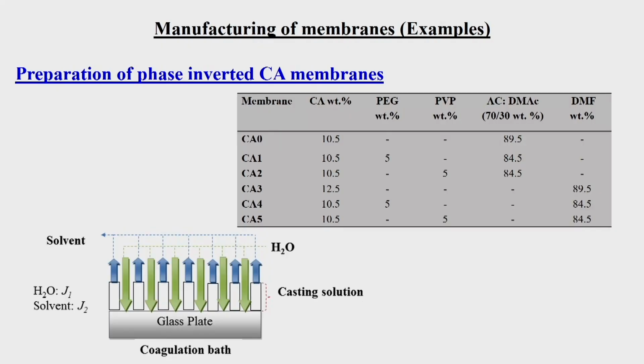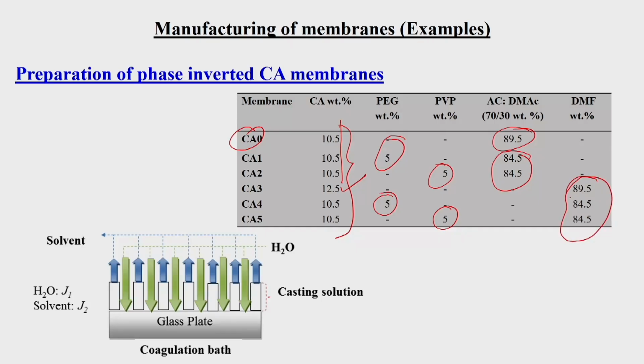So this is a typical composition of the cellulose acetate polymeric membrane. Suppose different membranes are there, and the cellulose acetate concentration is fixed at 10.5, and sometimes 12.5 also, and then PEG concentration is kept, sometimes at 5%, and PVP is also taken, like these additives. Then acetone DMSO is taken sometimes at 89.5%, somewhere it is 84.5%, and DMF is also taken sometimes at 89.5, sometimes 84.5. So there are so many combinations, but the optimum composition is shown here.